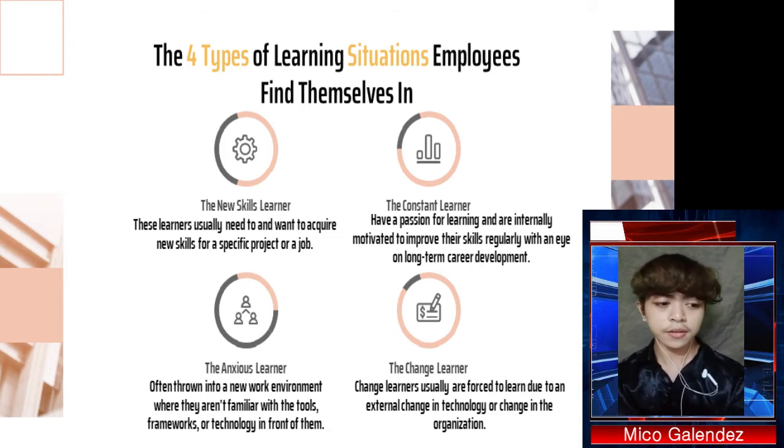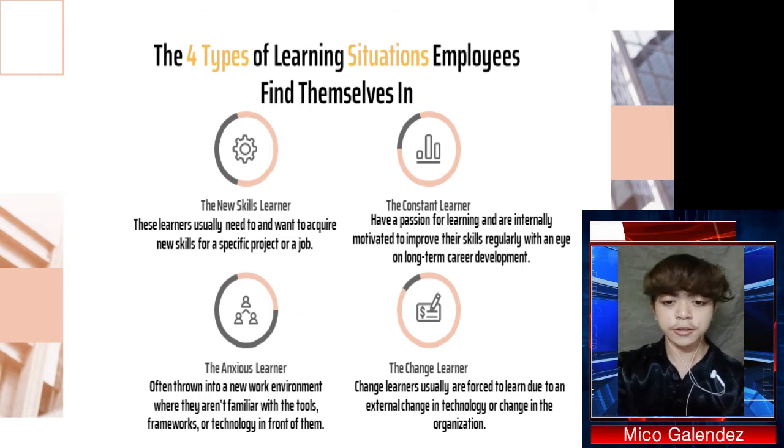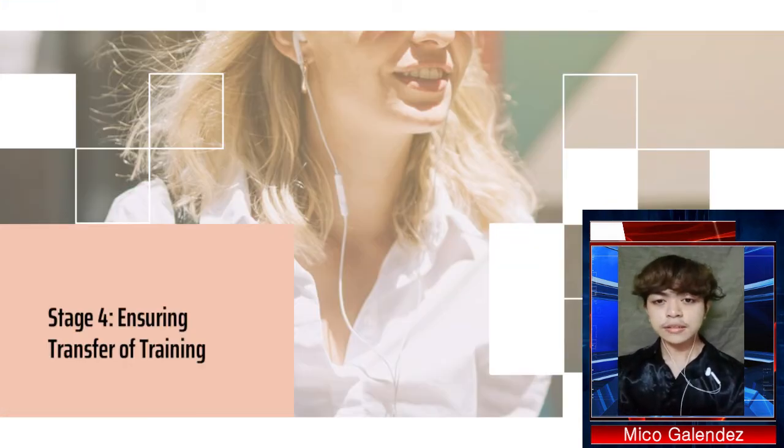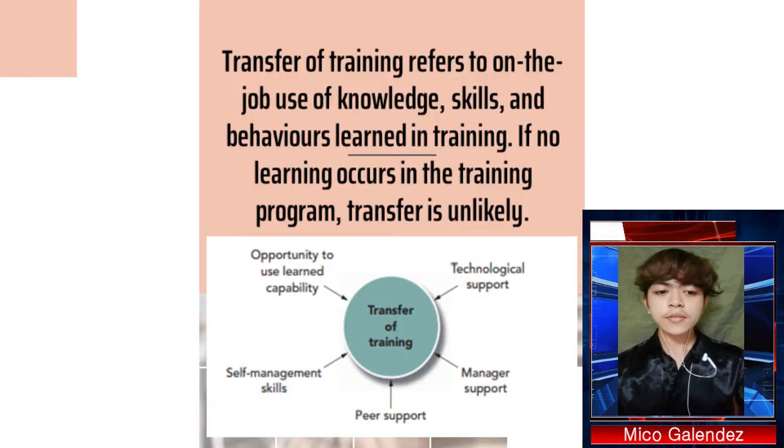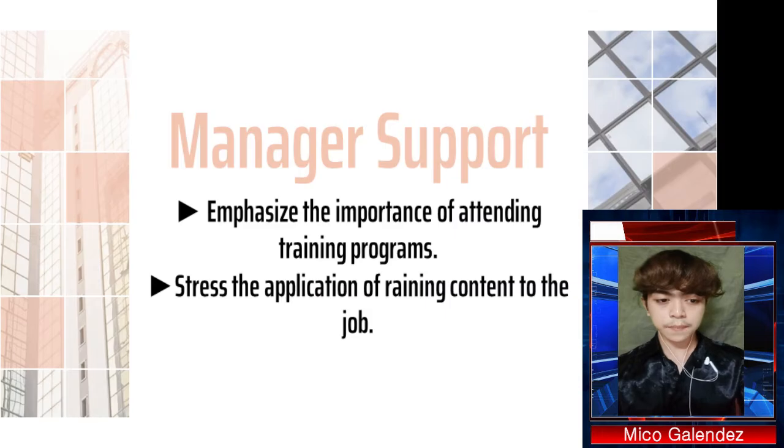The anxious learner is thrown into a new work environment where they aren't familiar with the tools, frameworks, or technology in front of them. The change learner is usually forced to learn due to an external change in technology or change in the organization. Stage 4 is ensuring transfer of training. Transfer of training refers to on-the-job use of knowledge, skills, and behaviors learned in training. If no learning occurs in the training program, transfer is unlikely.